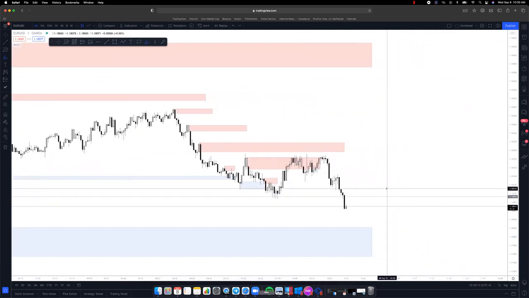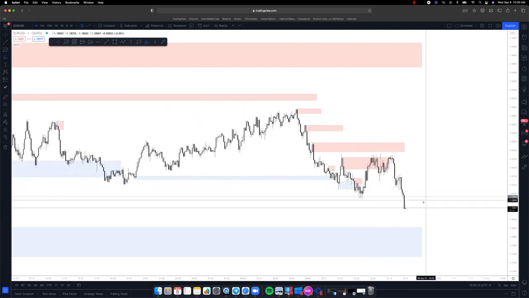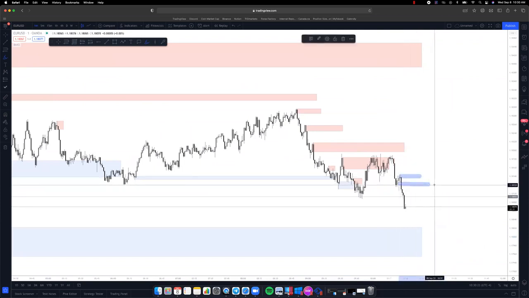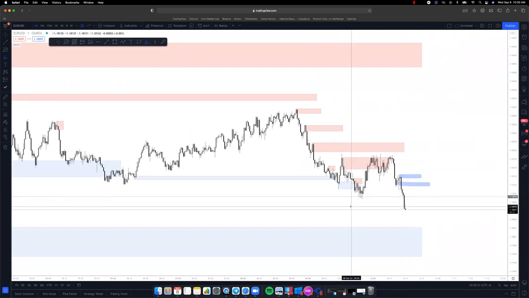Oh, 10:30. Do I just do it? No, I'm not going to do it. Not going to do it because it's part of my rules. I can't take them now. But this is a beautiful, beautiful setup right here, as long as we don't tap into this first, which in all fairness, could happen very quickly.